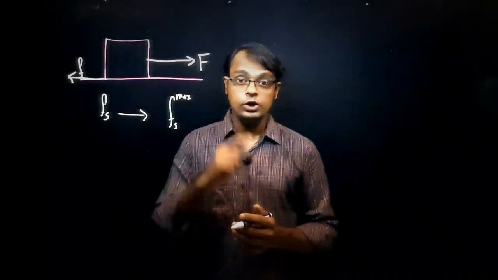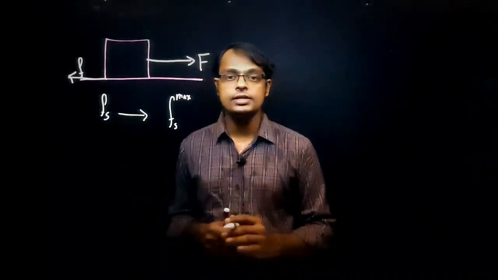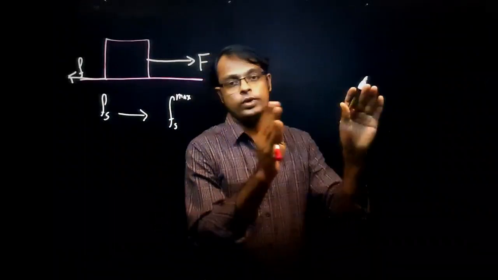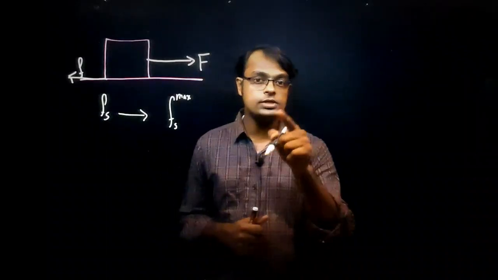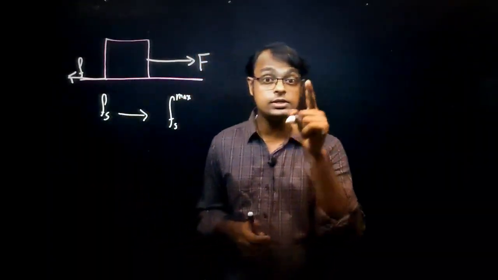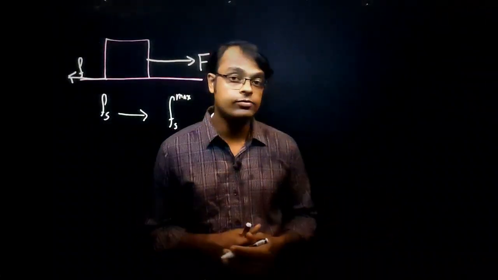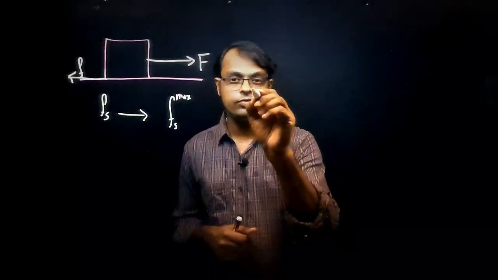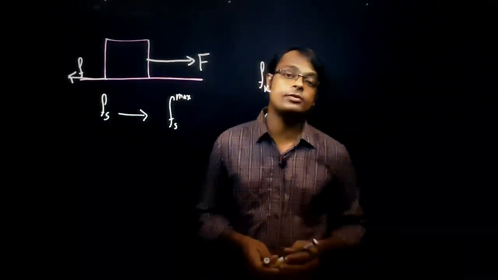Now you apply more than this limiting friction, now you can say that the body has started moving, and then also there will be an opposing force acting between these two surfaces when the body is in motion, and that friction is called what? Kinetic friction, and we represent it with F subscript K, kinetic friction.